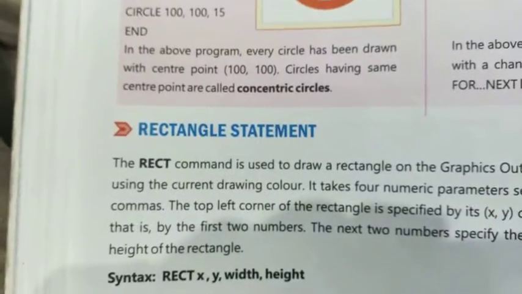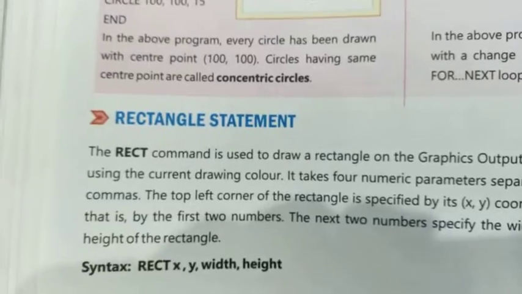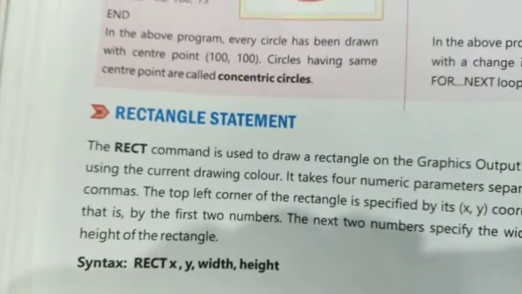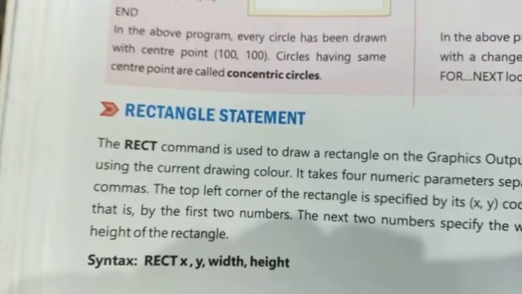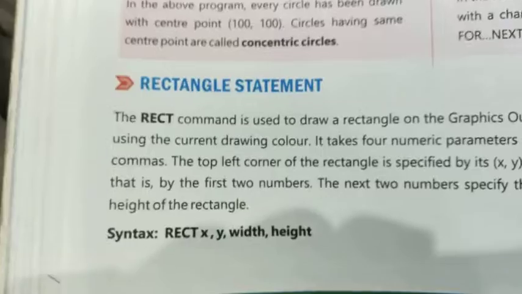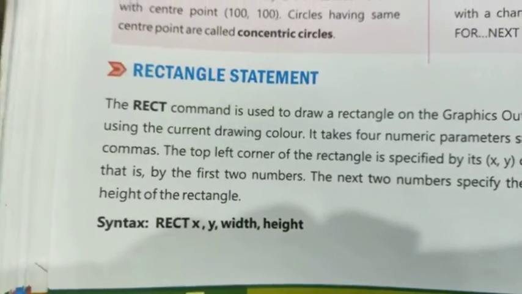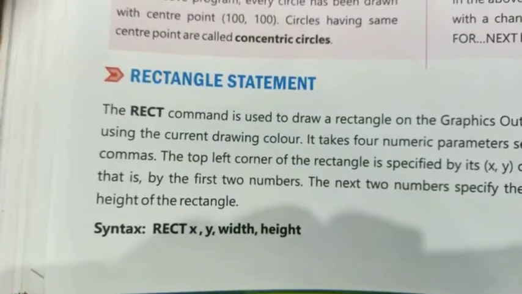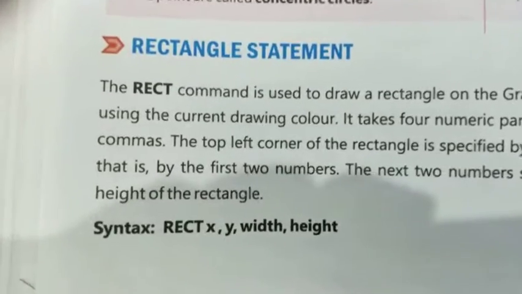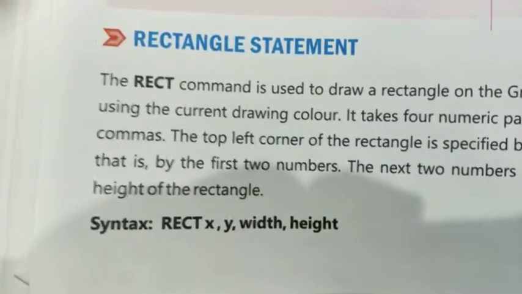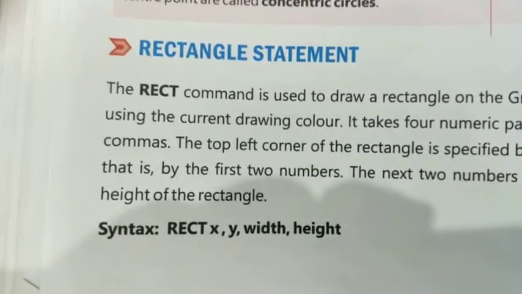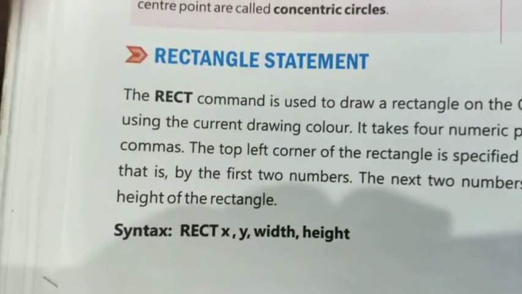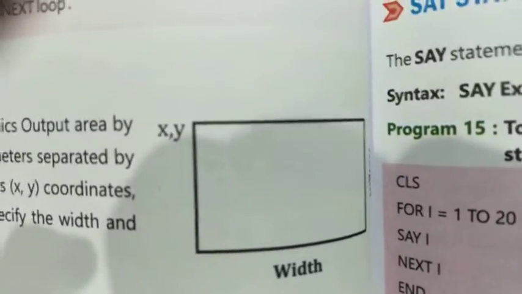The next statement is the rectangle statement. This statement is used to draw a rectangle at the given coordinate, where you assign the x and y, and you have to assign the width and the height of the rectangle. So you can try it by taking different values of the coordinates. The syntax is RECT x, y, that means x coordinate, y coordinate, and the width and the height of the rectangle. So the output will be like this.